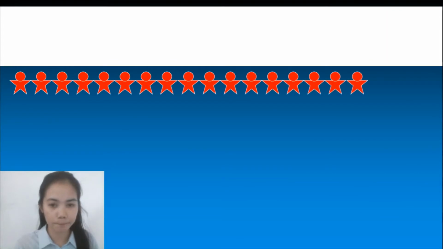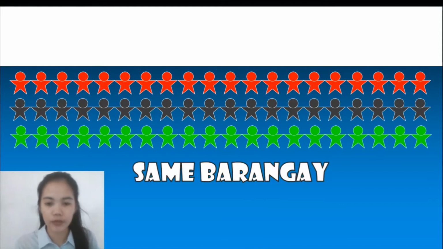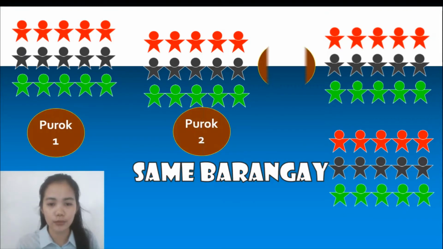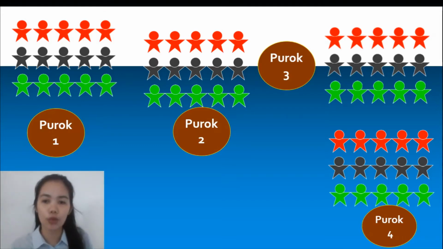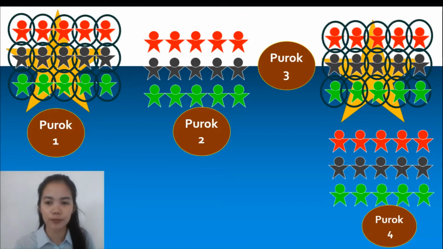For example, in our population of 60 people, which lives in the same barangay, we will divide them geographically. So these are the clusters. This would be Purok 1, Purok 2, Purok 3, and then Purok 4. Here, we're going to randomly select one or more clusters or blocks. Let us assume that we randomly selected Purok 1 and then Purok 3.